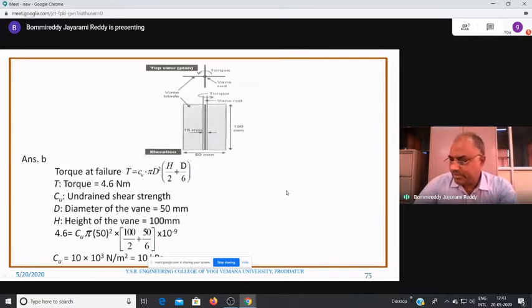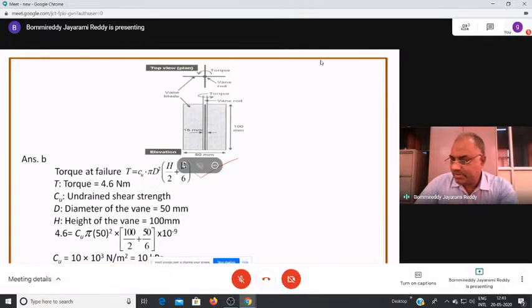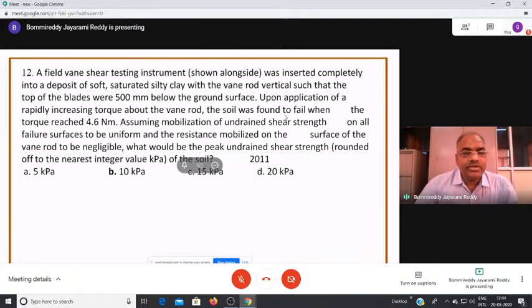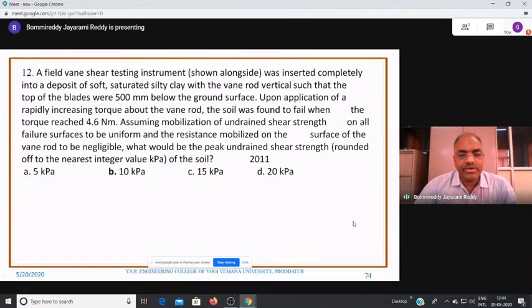This is a question solved by simple substitution of various values in the equation. I will just go through it once. The question itself is very big, but the answer is not so tough. A field vane shear testing instrument was inserted completely into a deposit of soft saturated silty clay with the vane rod vertical, such that the top of the blades were 500 mm below the ground surface.